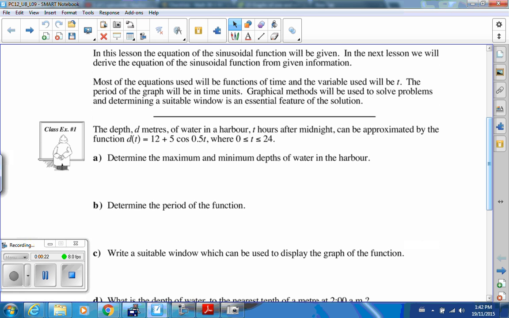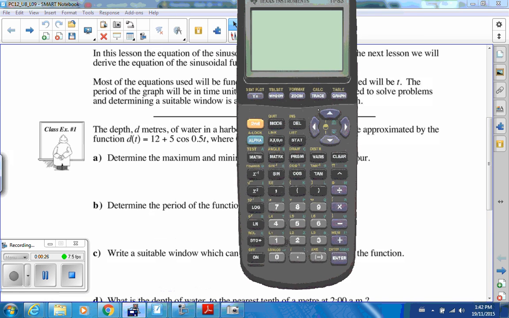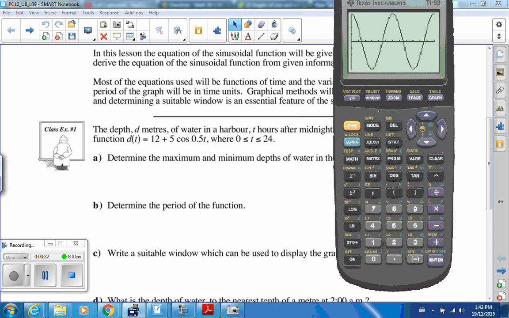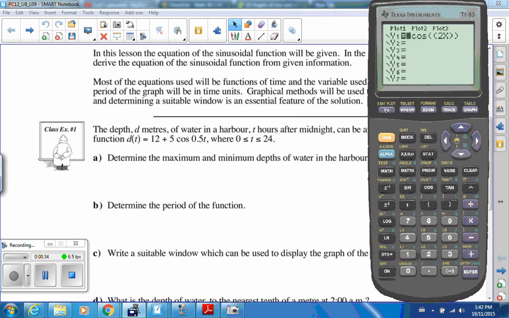For the majority of this, it's actually just a run-this-with-your-calculator sort of unit. I can do some interpretation as well, but first, if the depth of water in the harbor is this, I'm just going to type it in: 12 plus 5 cosine of 0.5x, because I don't have a t value. Oh, my x didn't go in there. There we go. Close my bracket, and I'm good to go.